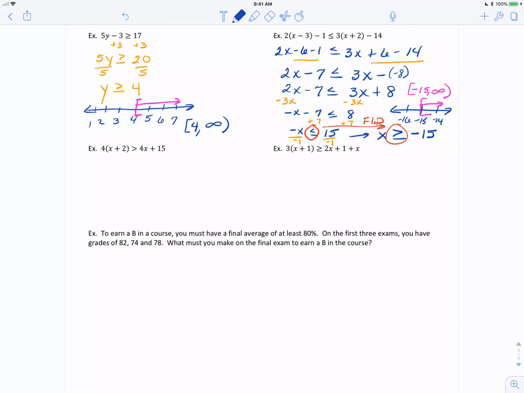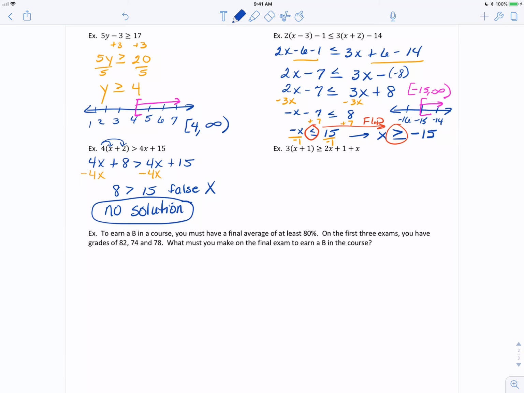Alright, so what's going to happen here? We're going to distribute the 4. Make sure to distribute it to both numbers. Well, if I subtract 4 from both sides, that's leaving me with 0. So 8 is greater than 15. Is that true? 8 is not greater than 15, so this one has to be a no solution because this is a false statement. That is not a true statement, so that's no solution.